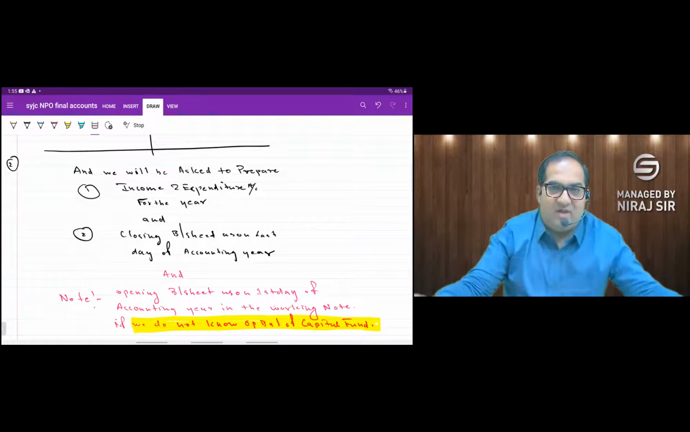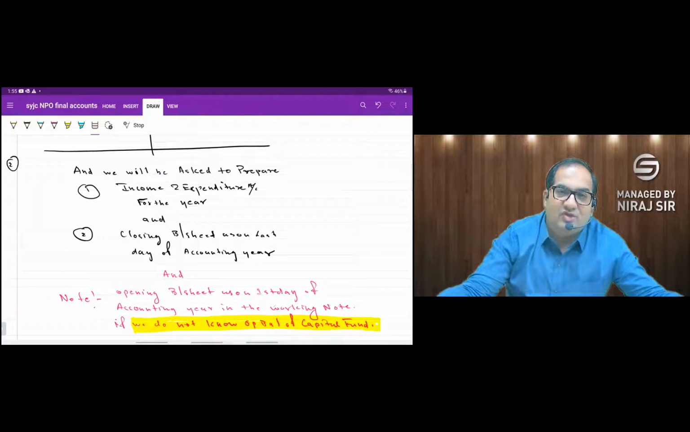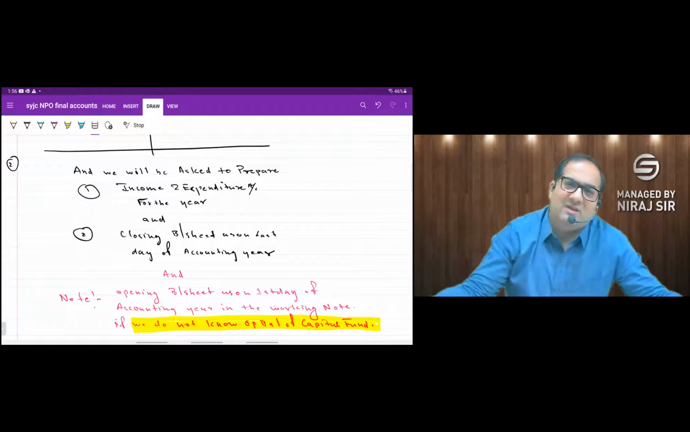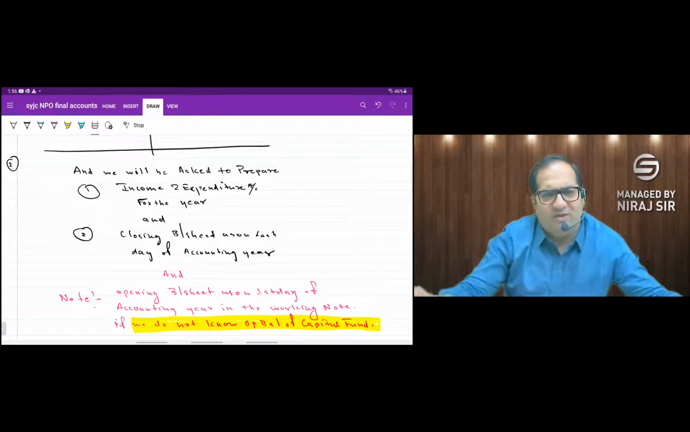So last time I was hammering in your mind: when will you prepare the opening balance sheet and where will you prepare it? You will prepare the opening balance sheet in the working note. And what do you mean by this opening balance sheet? Opening balance sheet means last year's balance sheet. The closing balances of last year will become opening balances for this year.